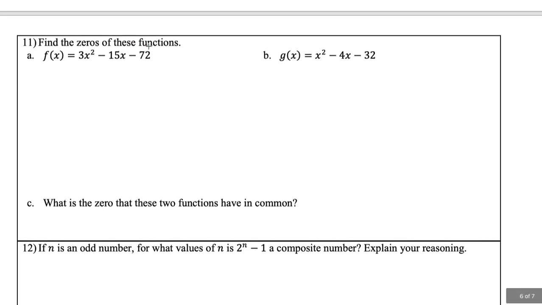Find the zeros of these functions. Again, zeros means I'm just setting this equal to 0 and then solving. So when I set this equal to 0 now, let's go ahead and find the greatest common factor. I think the greatest common factor here is 3. Does 3 go into 72? Well, 7 plus 2 is 9. Therefore, it is divisible by 3. Let's go ahead and factor out the 3. 3 times x squared minus 5x.